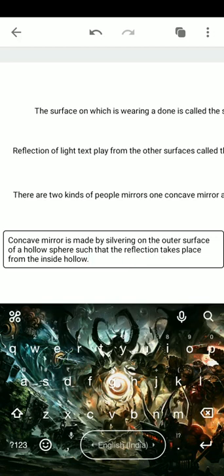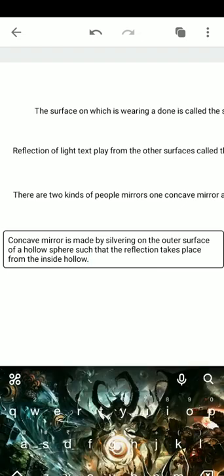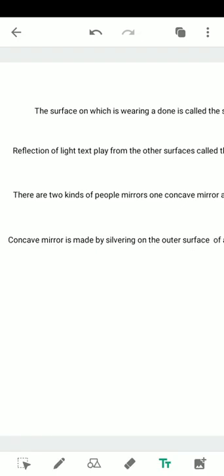So after this we have one more. I'll just add one more dialog box. So this is concave mirror. Convex mirror also you can write. Convex mirror is made by silvering on the inner surface such that the reflection takes place from the outer surface. So this is the definition of convex mirror.